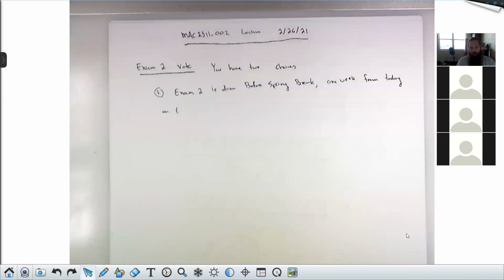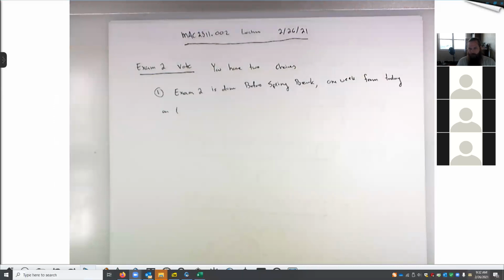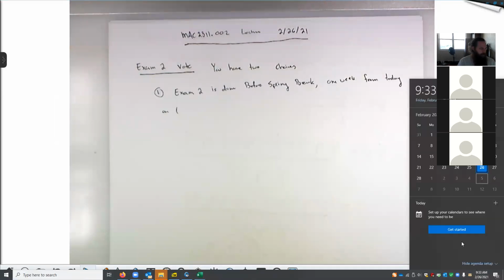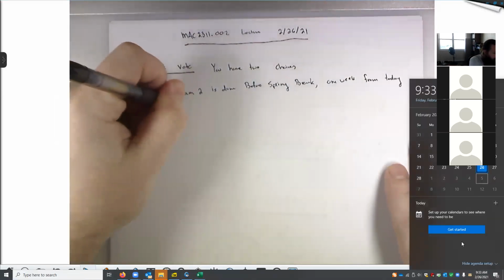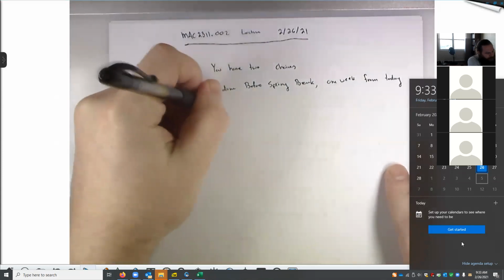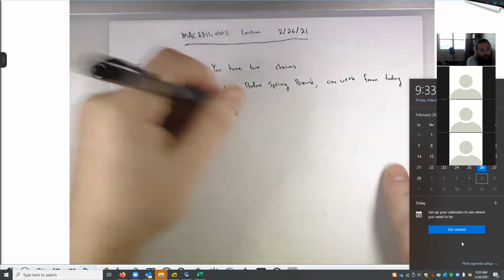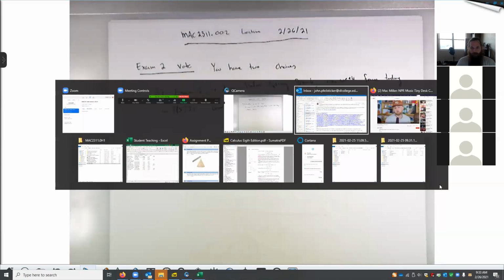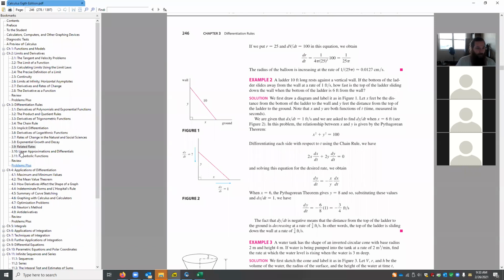What's the actual date there? I think it's the 5th, yeah, 3/5/21. This means covering sections up through 4.5. Sorry, not today. Monday would be the cutoff for exam 2 then. So this would be sections 3.5, 3.6, 3.7, 3.9, 3.10.